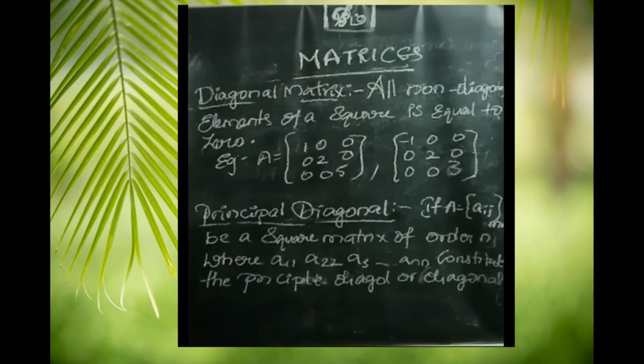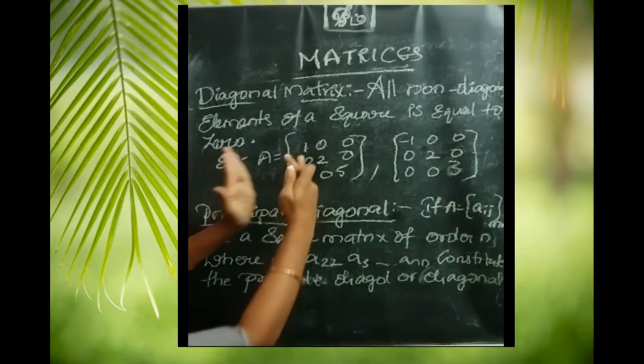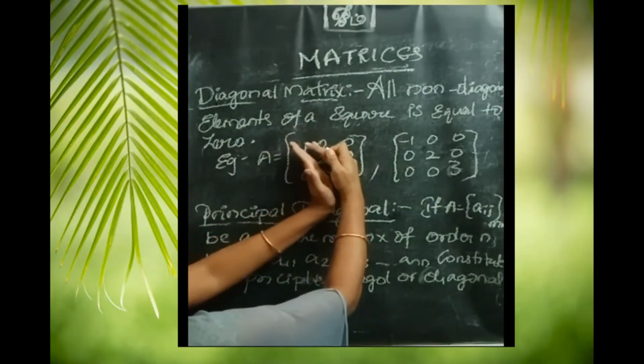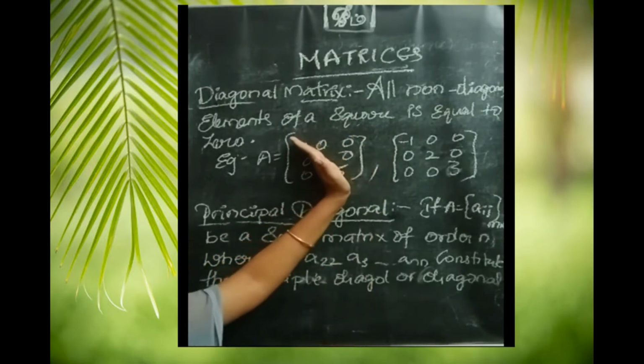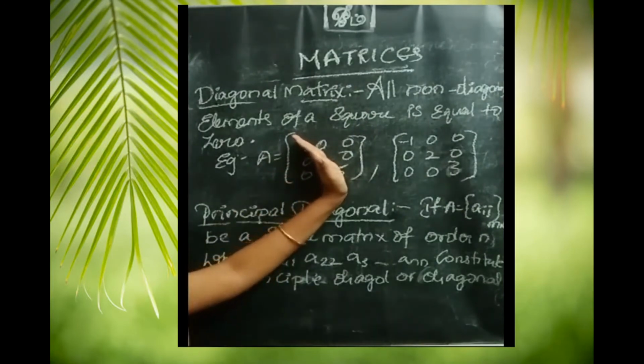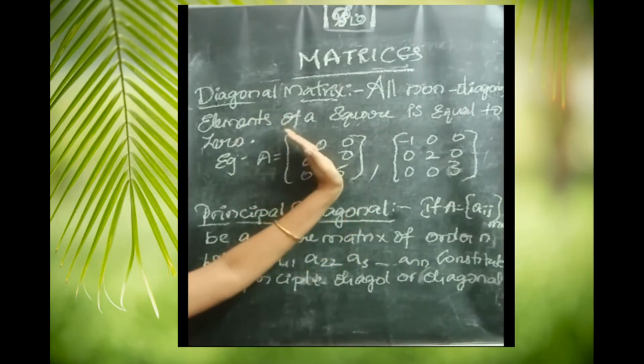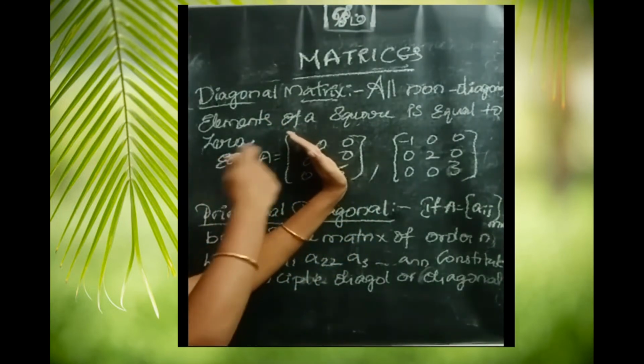Next one is diagonal matrix. All non-diagonal elements of a square matrix are equal to 0. Here the diagonal matrix is what? Before, we discussed it for trace, that is diagonal. That means 1 to 5 are the diagonal. So this is the diagonal. These are, see here, 1 to 5. Now 0, 0, 0, these are the non-diagonal, right? Diagonal means like this. Okay? This is the diagonal. Remaining are non-diagonal.